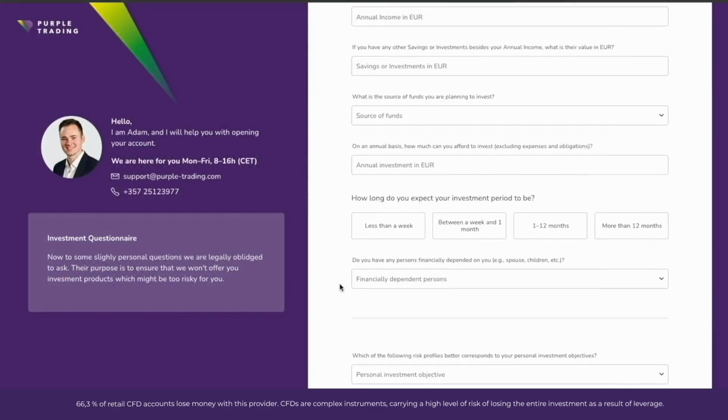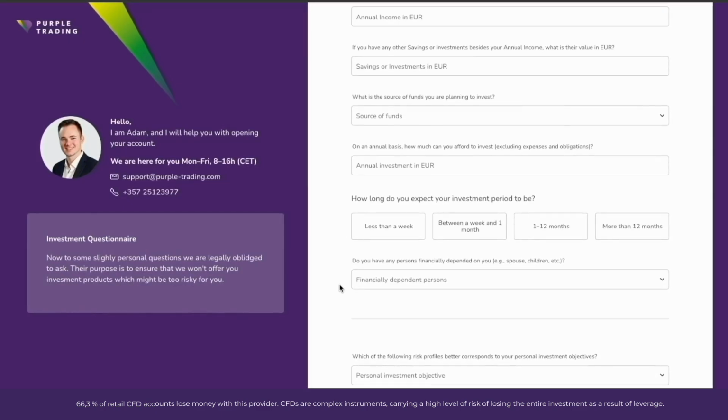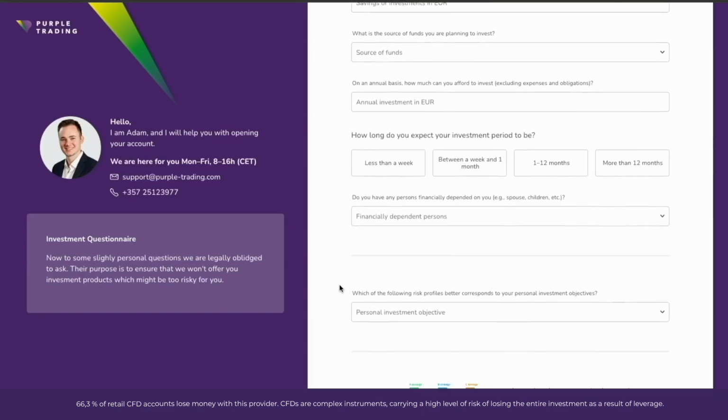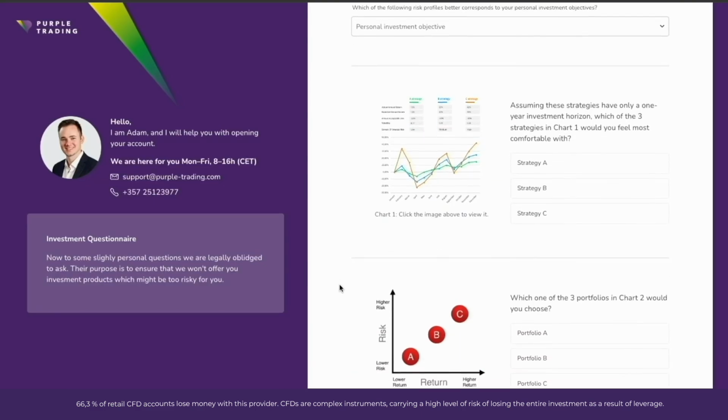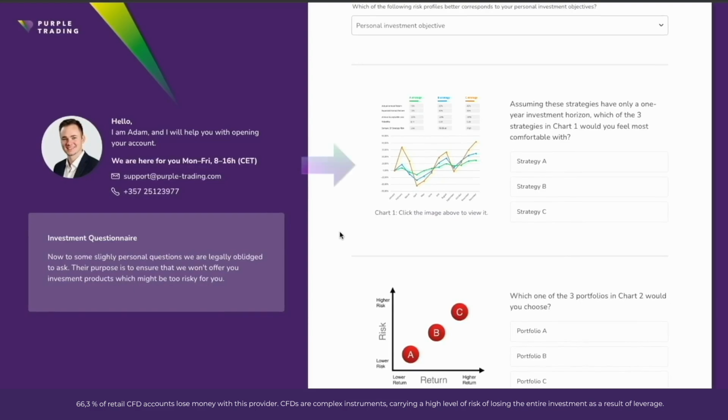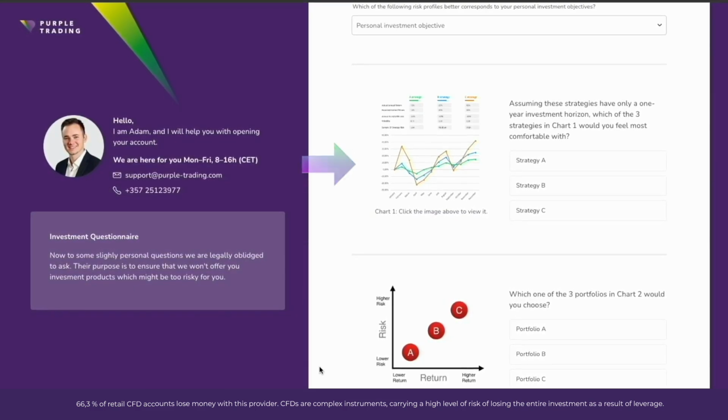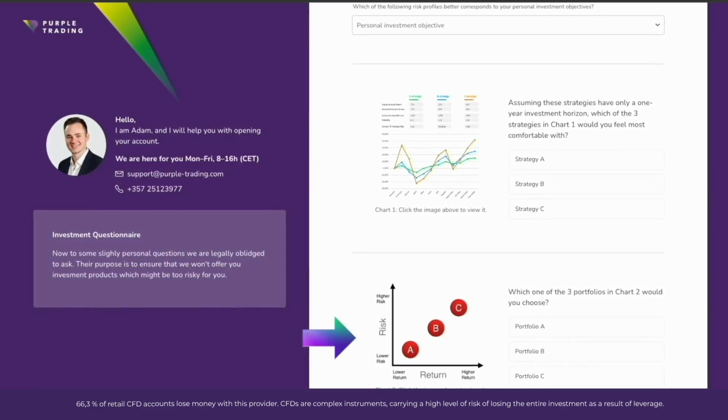Then you just need to fill in the remaining information such as how long you plan to invest, whether you have any financial dependence, and select a personal investment objective. We have reached the end of the investment questionnaire and now you need to choose which strategy from the picture you are most comfortable with, and you will do the same for the second picture.